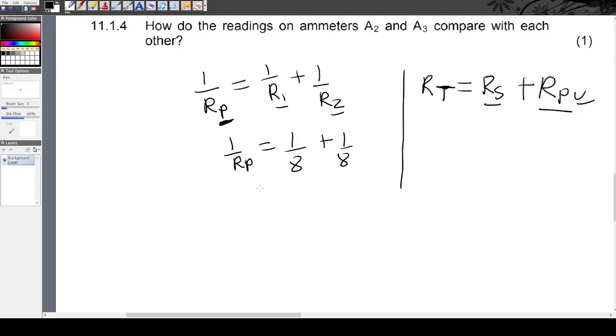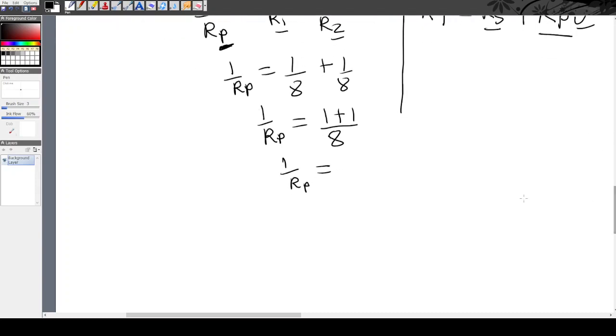So let's solve for Rp. 1 over Rp is equal to, mathematically we'll take 8. 8 goes into 8 once. 1 times 1, that's 1 plus 1 again. So it means we have 1 over Rp. I'm assuming you know this is maths. This is maths. It's no longer physics. We're just finding an unknown variable, which is Rp in this case. So I'm assuming you understand why we have this. So this will be 2 over 8.